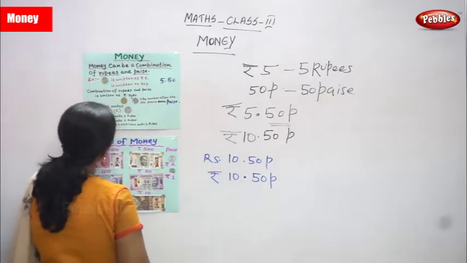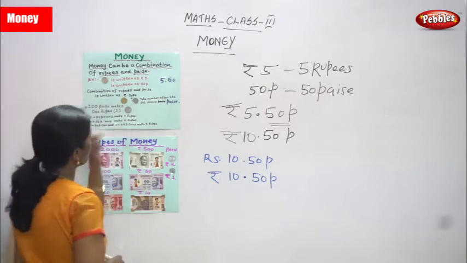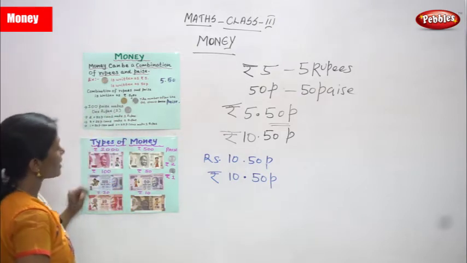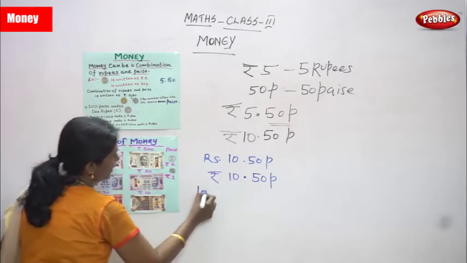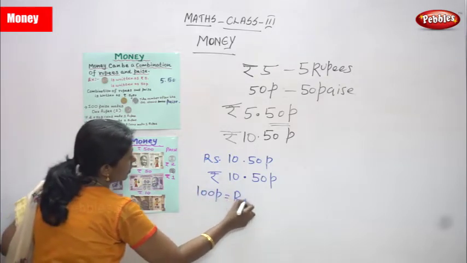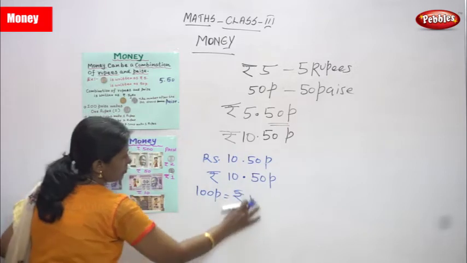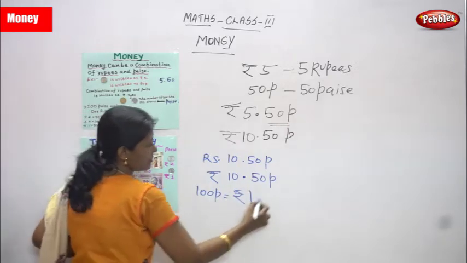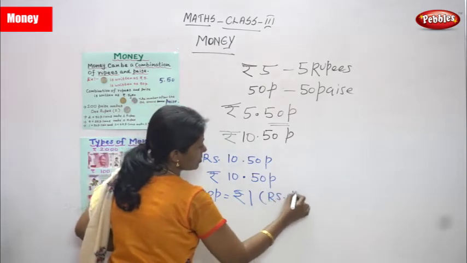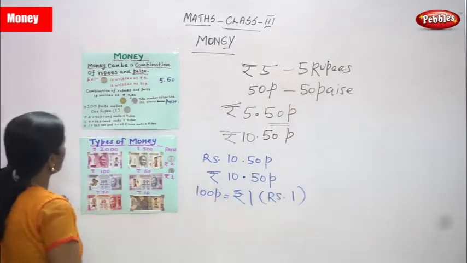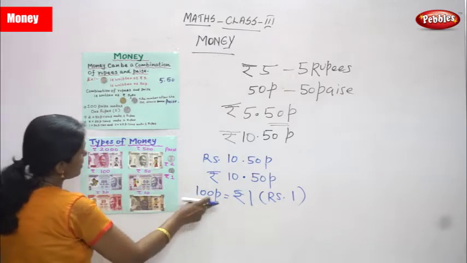100 paise makes 1 rupee, and 2 into 50 paise coins makes 1 rupee. So 100 paise makes 1 rupee, otherwise we can call it rupees 1.